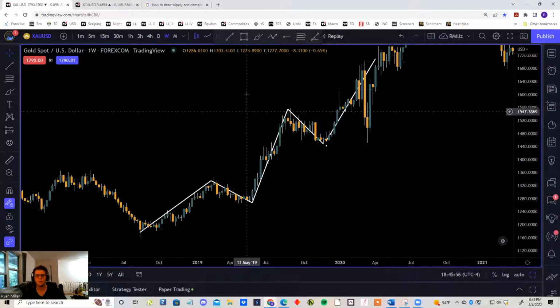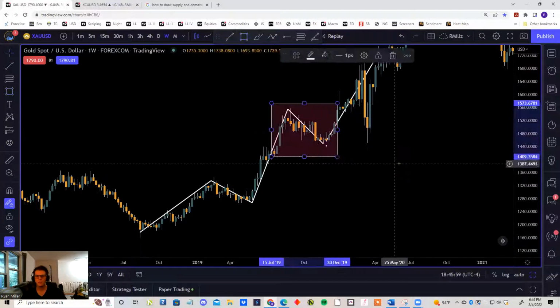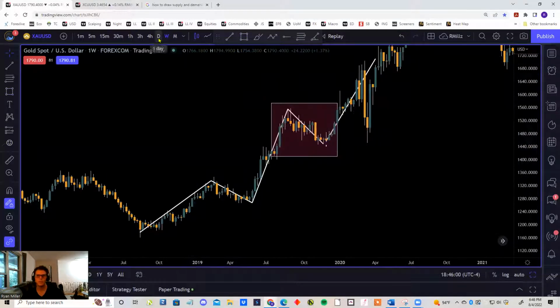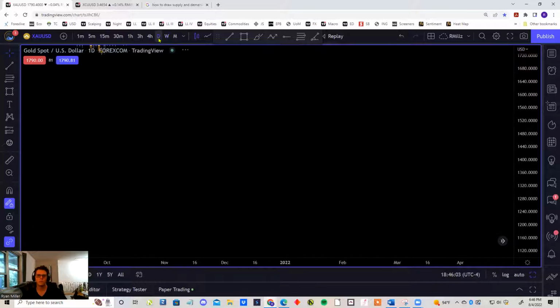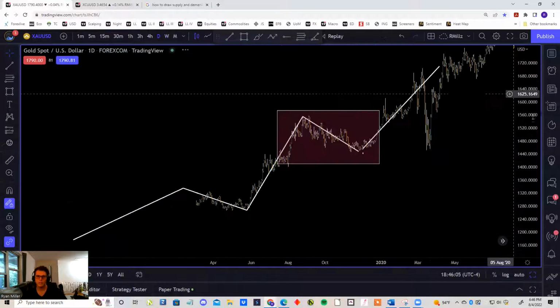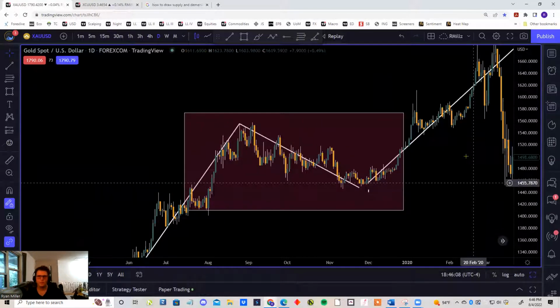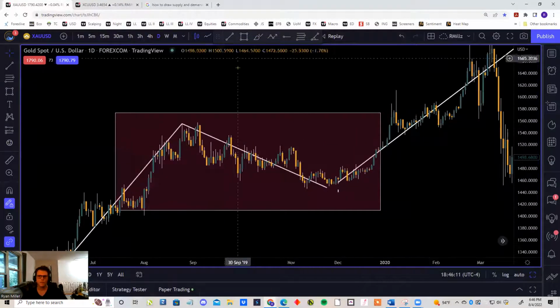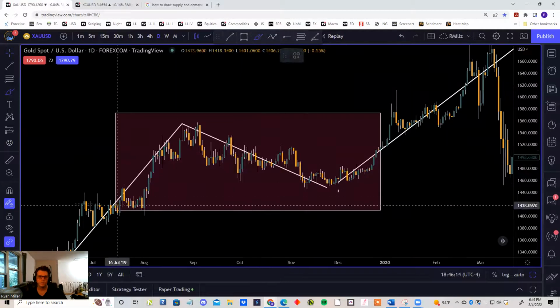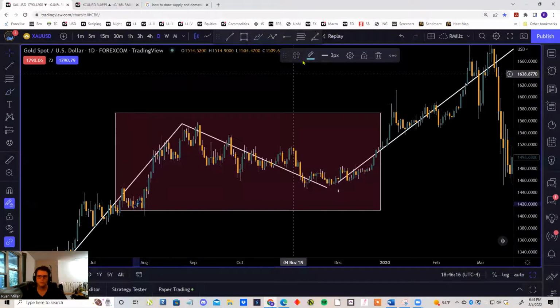Within these pullbacks on a lower time frame, let's just highlight this area. If we drop down to a daily, we're likely going to find a downtrend. All right, not always, but it's likely. Okay, and here we go. This is the daily, we had this low.